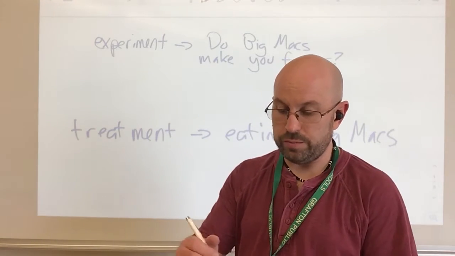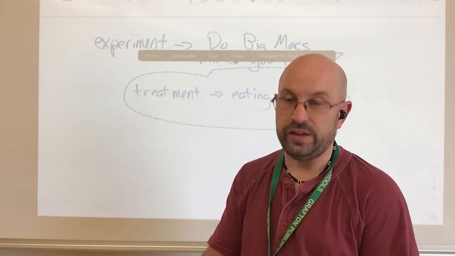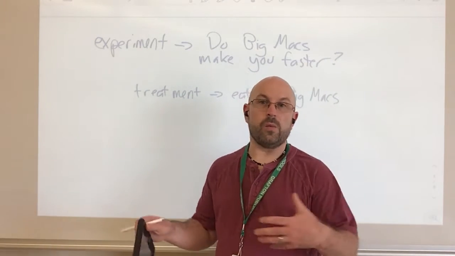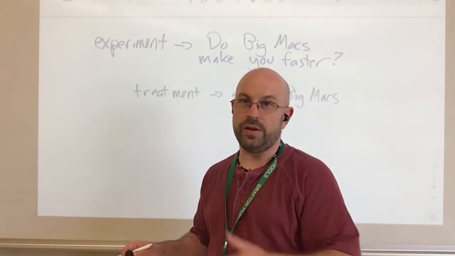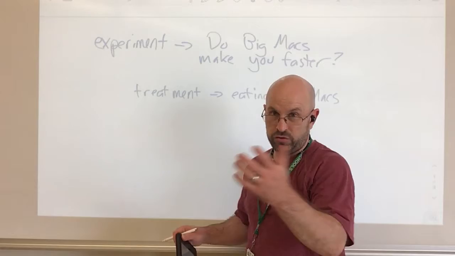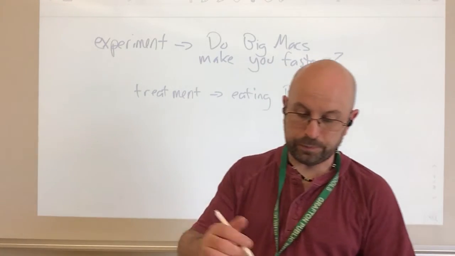So the treatment we're going to impose is we're going to make some of them eat Big Macs, and some of them aren't going to eat Big Macs. We're going to talk about that a little bit, but we'll randomly say half of them eat Big Macs, half of them don't, and then we're going to have them run around the track and see who's faster, the people who eat Big Macs or the people who don't.